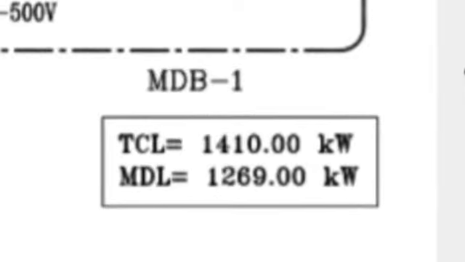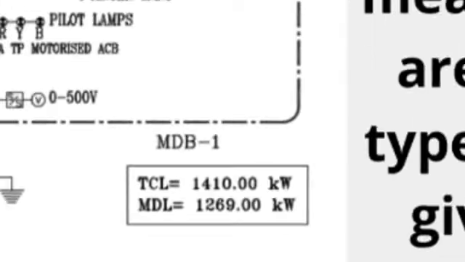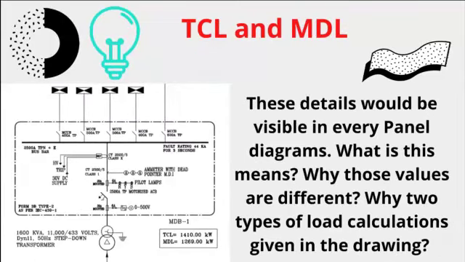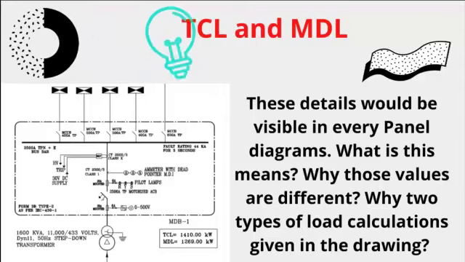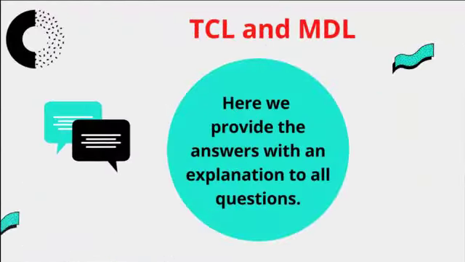These details would be visible in every panel diagram. What does this mean? Why are those values different? Why are two types of load calculations given in the drawing? Here we provide the answers with an explanation to all questions.